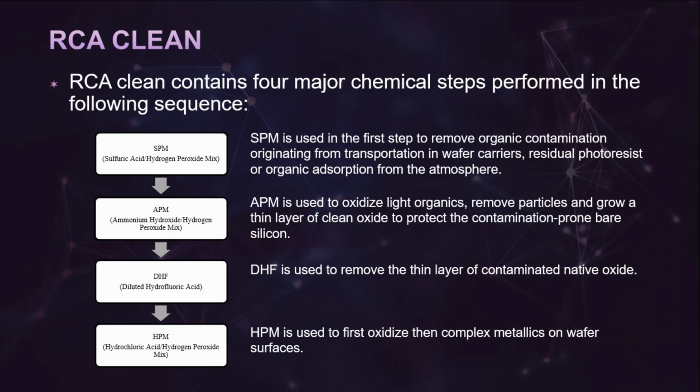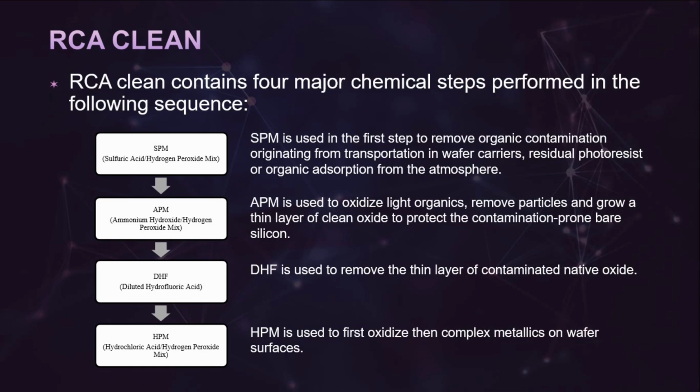First is RCA clean. RCA clean contains 4 major chemical steps performed in the following sequence. First step is SPM. SPM is used to remove organic contamination originating from transportation in wafer carriers, residual photoresist, or organic absorption from the atmosphere. The material used in this step is sulfuric acid and hydrogen peroxide mix.